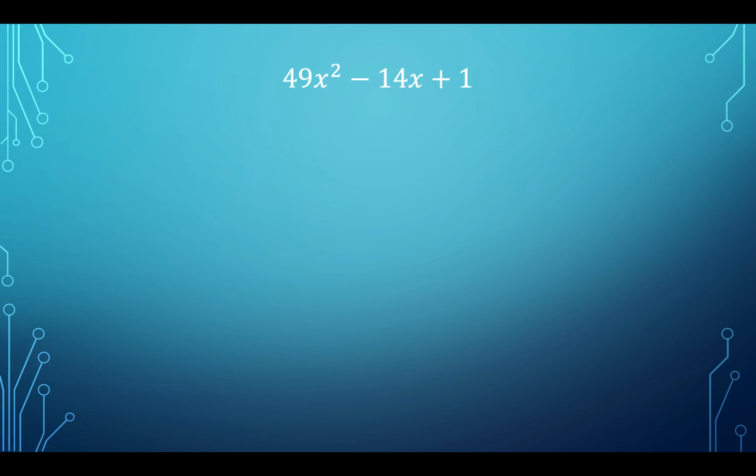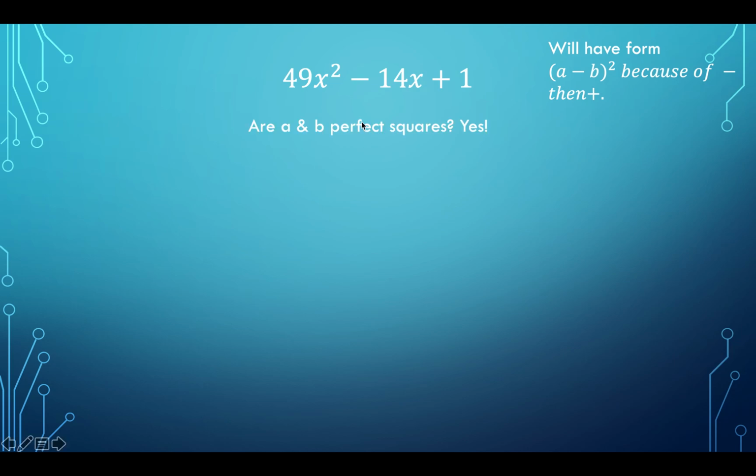And this one here, 49x squared minus 14x plus 1. What form is it going to have: A plus B squared or A minus B squared? It's going to be A minus B squared because of the negative, then the positive. So whenever it's negative, then positive, it's A minus B. So, are A and B perfect squares? Yes, they are.